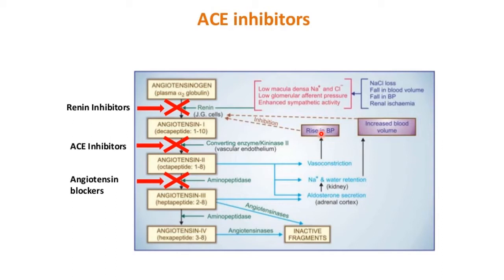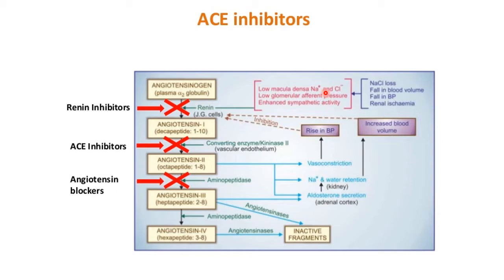I mean to say that when there is low macula densa sodium and chloride, it may be lost due to any reason, for example, due to diarrhea, excessive sweating, or any other reason, due to which the macula densa experiences less sodium and chloride. This will give the message for the secretion of renin. This renin causes breakdown of angiotensinogen to angiotensin 1, and angiotensin 1 is broken down to angiotensin 2 by the converting enzyme. And this angiotensin 2 is a powerful vasoconstrictor. This will cause a rise in blood pressure.